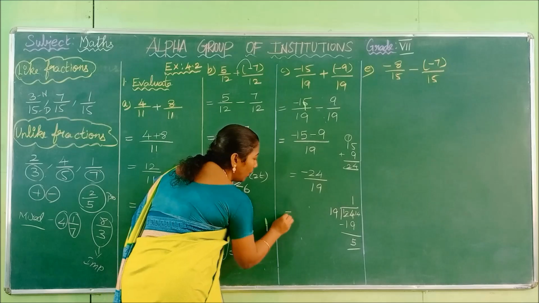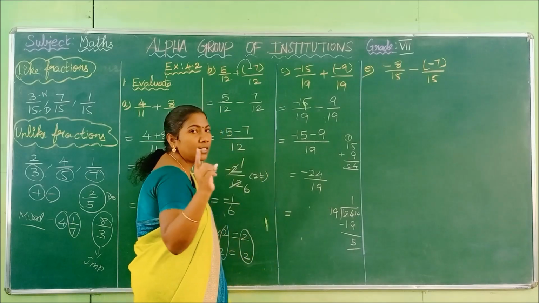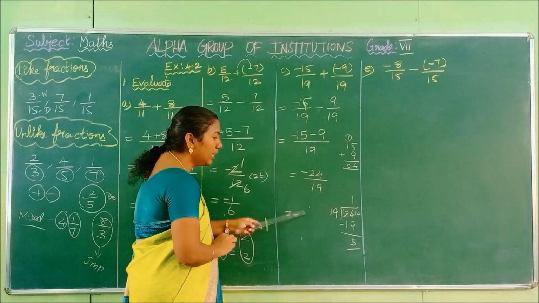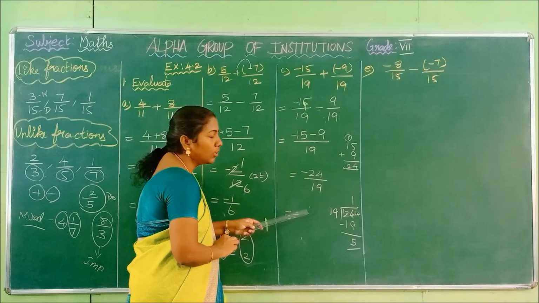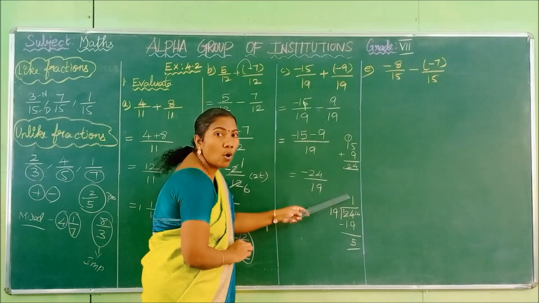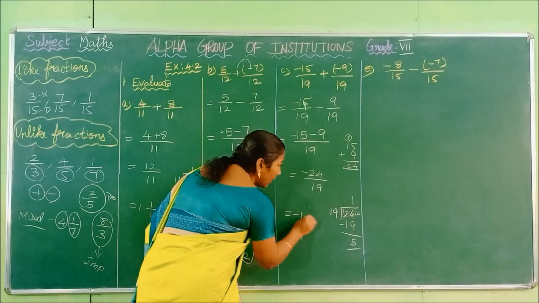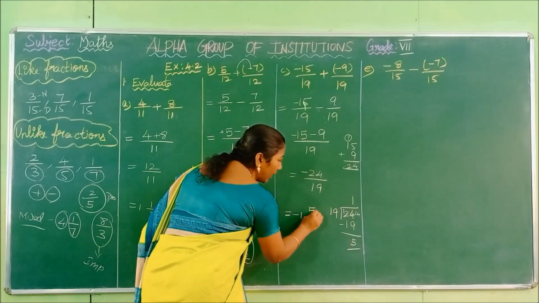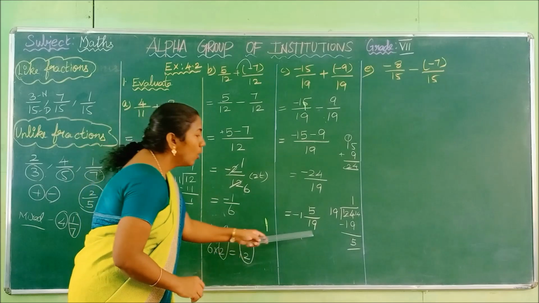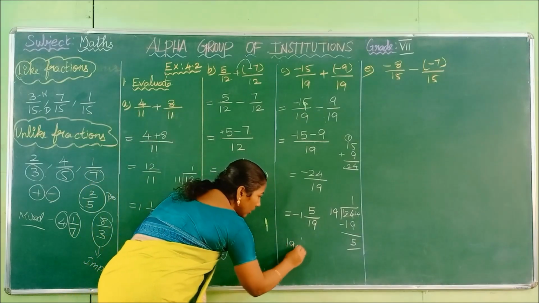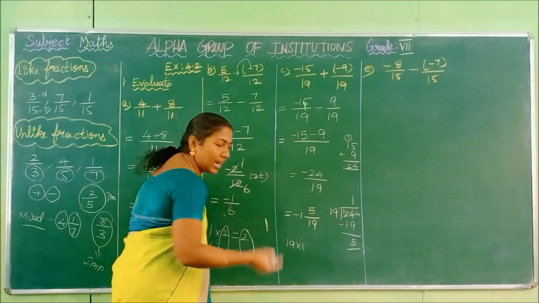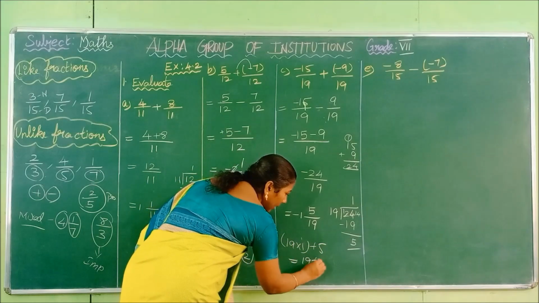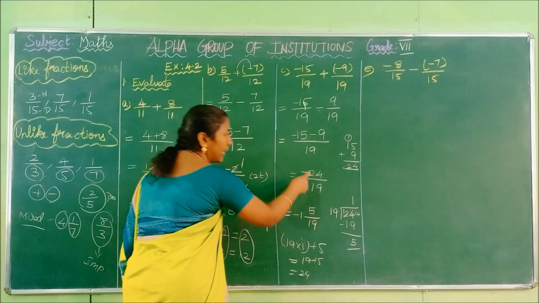Okay. Now we are going to write the mixed fraction. Listen carefully, children. Write the minus symbol first. Here, what will be the whole part? The whole part will be the quotient. So write the quotient here and write the denominator as it is. And the remainder becomes the numerator. Okay, let us check. 19 into 1. What is the answer? 19. And then add the 5. So what is the answer? 19 plus 5, 24. Thus we get the numerator.